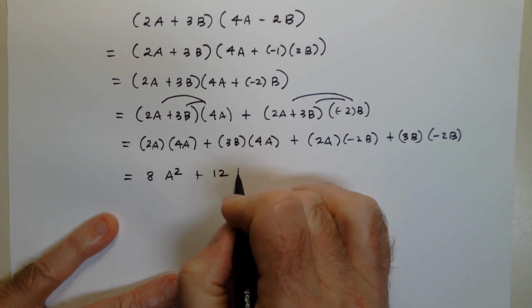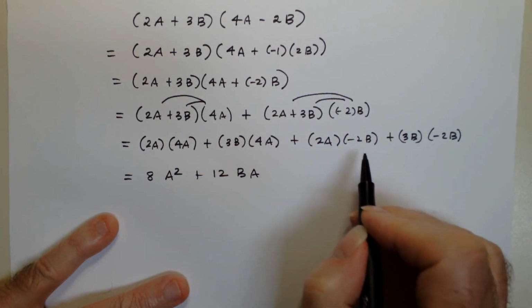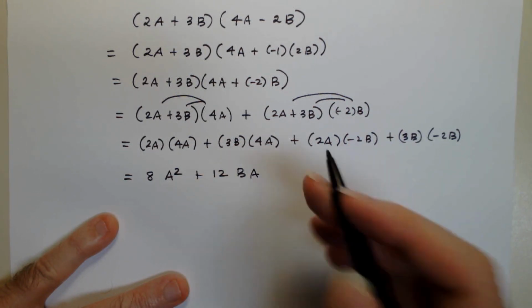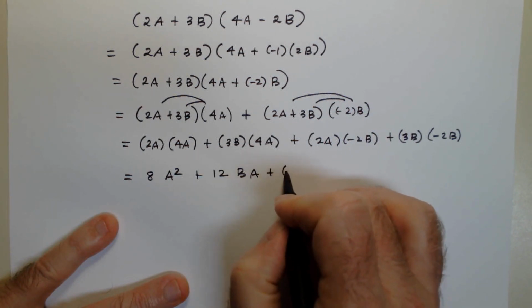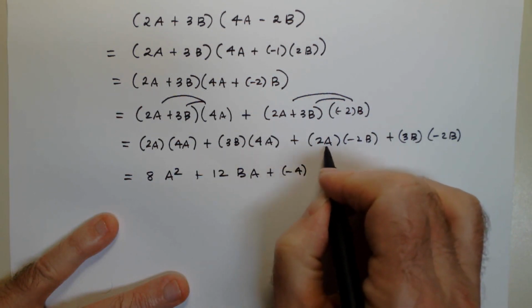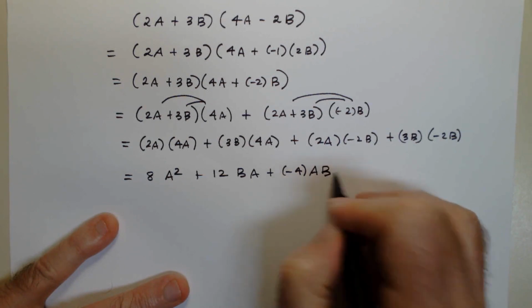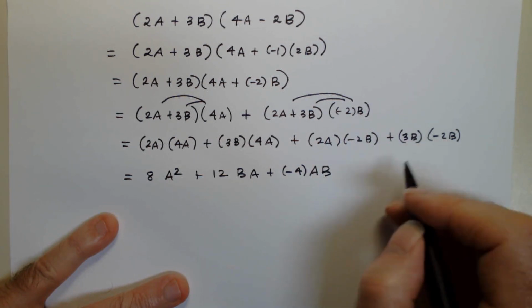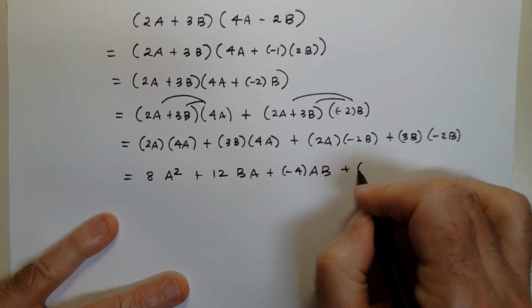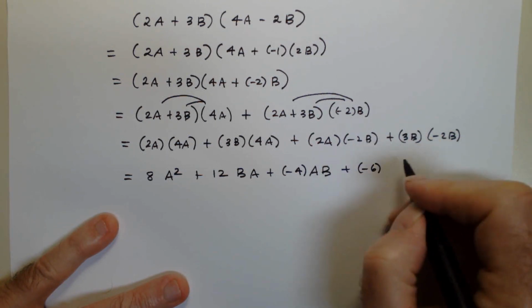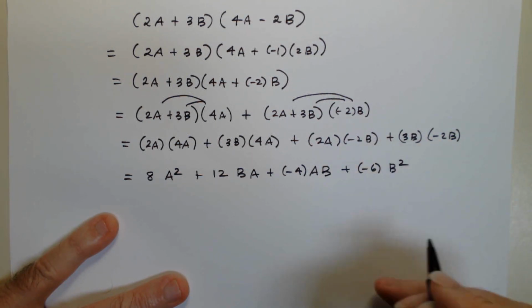So I'm going to write that as ba. I have the 2 and the minus 2, which will combine to a minus 4. So I've got a minus 4 multiplying ab. And then here I've got a 3 and a negative 2. That's a negative 6 multiplying a b times b, or a b squared.